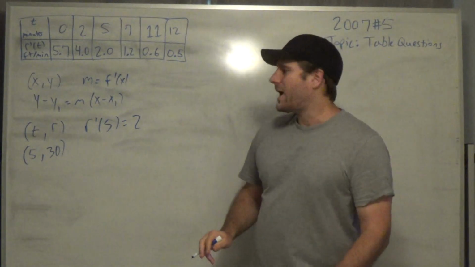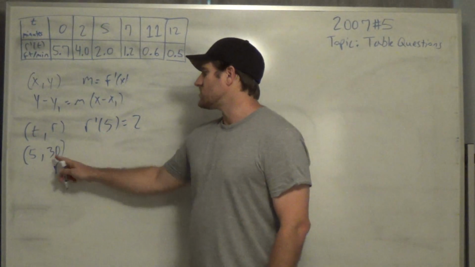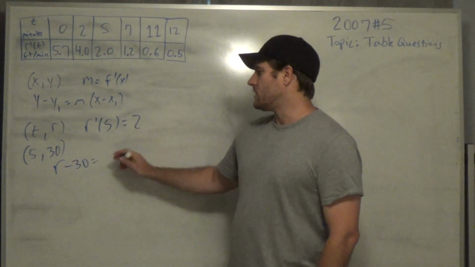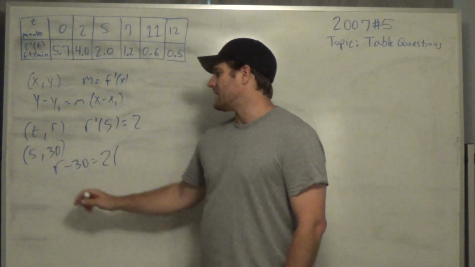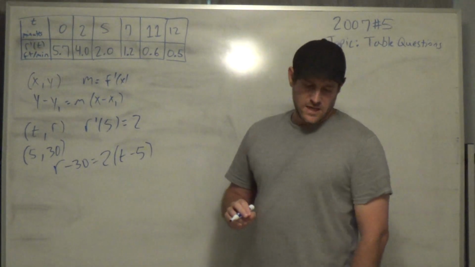So now we can go ahead and write the equation. Now instead of y minus y1, it's r minus r1 equals m. My slope here this time is a 2. And then instead of x minus x1, it's t minus t1. So t minus 5. So this is the equation of a tangent line.